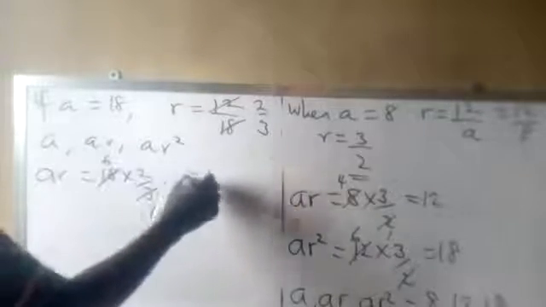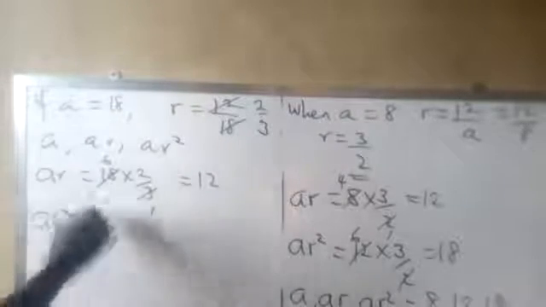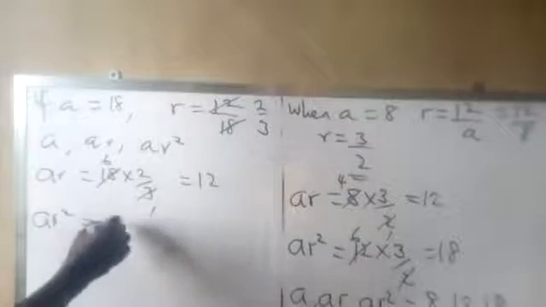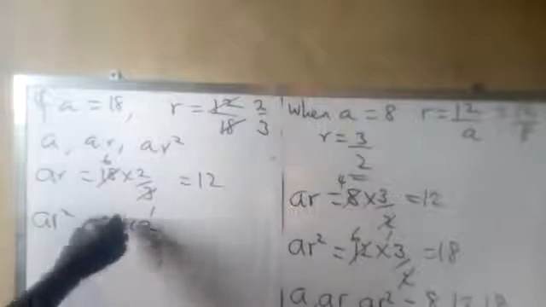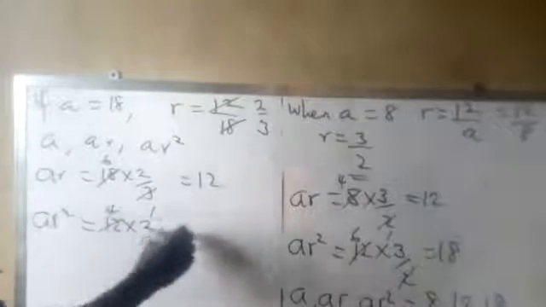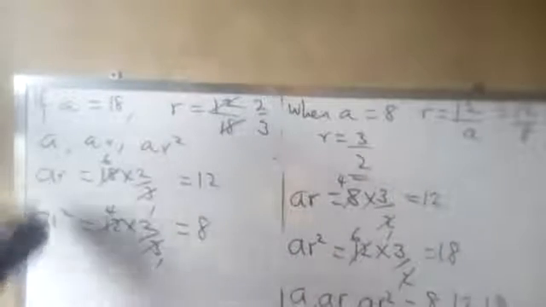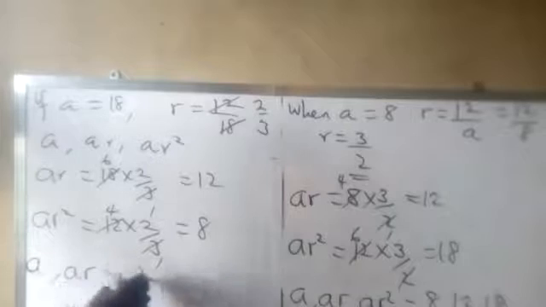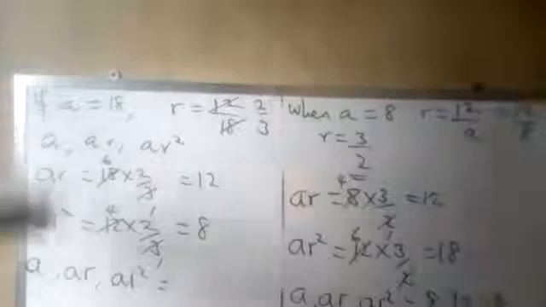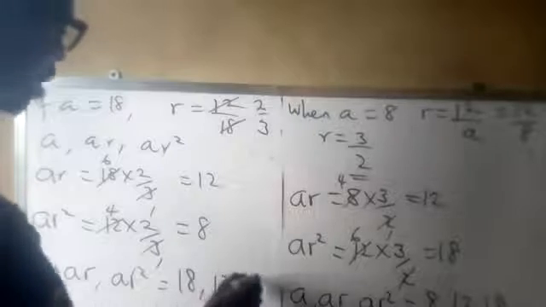That's 12. Then ar squared will be what? ar times r. And our r is 2 all over 3. 3 here 1, 3 here what? 4. That will be what? 8. So the series will be, our a is 18, ar is 12, and ar squared is 8.